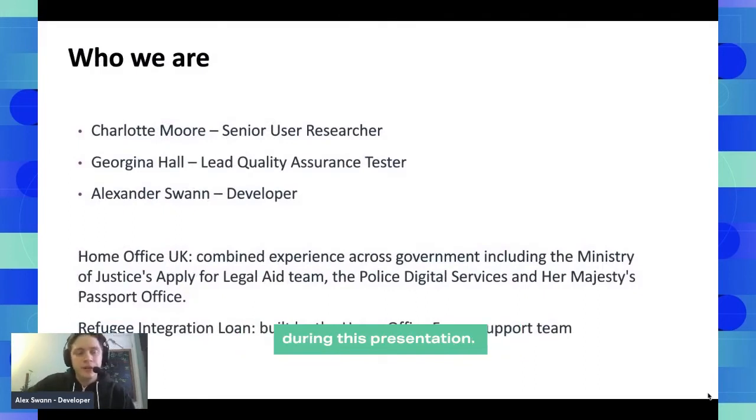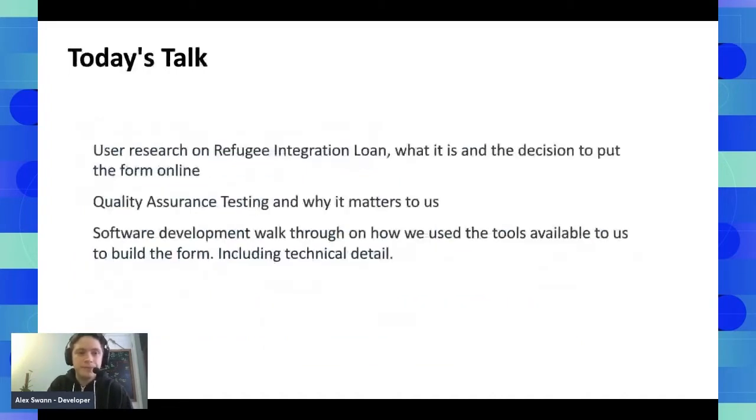this presentation. We have Charlotte Moore, who's a senior user researcher at the Home Office, and Georgina Hall, who's a lead quality assurance tester, as well as myself. We all work at the Home Office and we have combined experience across government, including at the Ministry of Justice's Apply for Legal Aid team, Police Digital Services and Her Majesty's Passport Office. Refugee Integration Loan was built by the Home Office Form Support team, and we will be going into more detail about it in just a moment.